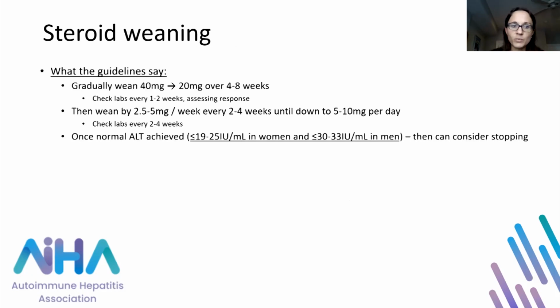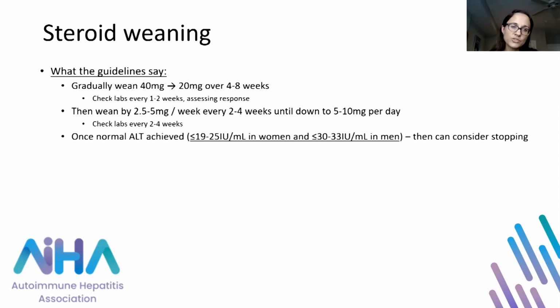What about steroid weaning? The guidelines basically say that you should gradually wean your prednisone from 40 milligrams to 20 milligrams over about a 4 to 8 week period. During that time, usually we're checking labs pretty frequently because we want to make sure that we're having a nice response. So usually every 1 to 2 weeks.